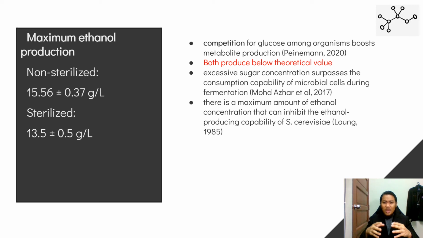However, both produce below the theoretical value. This happens for two possible reasons. First, the excessive sugar concentration surpasses the consumption capability of the microbial cells during fermentation, and the second is that the maximum amount of ethanol concentration can inhibit the ethanol-producing capability of Saccharomyces cerevisiae.